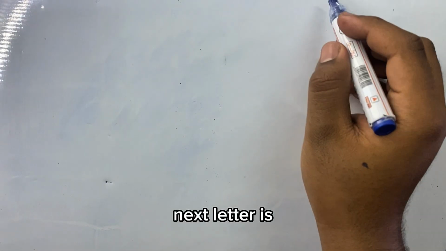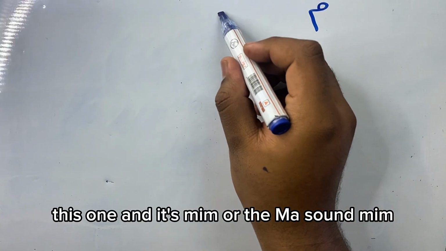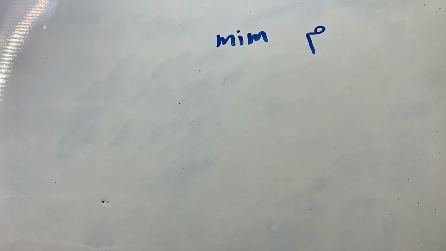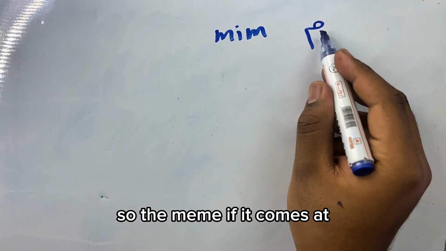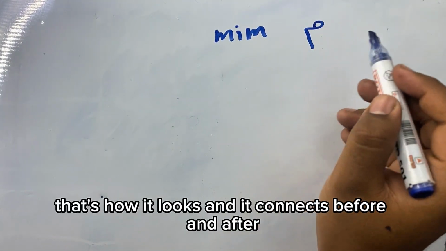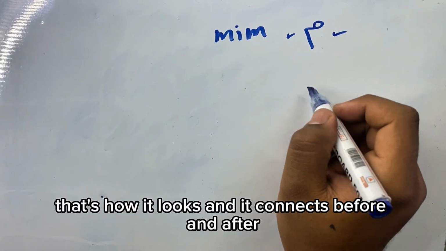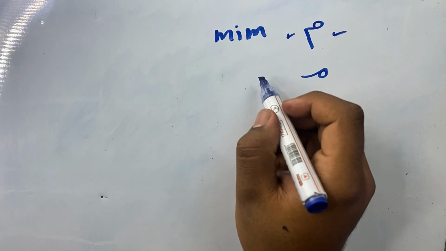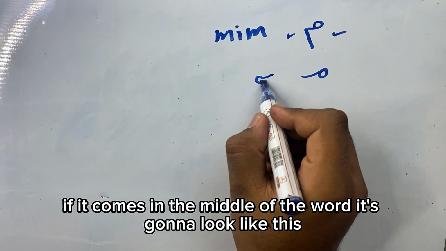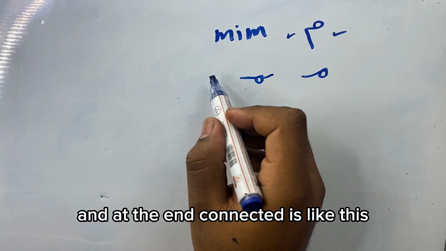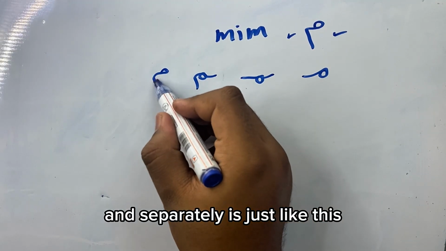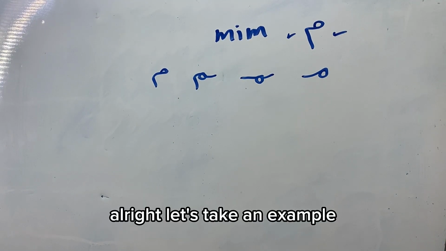Next letter is this one, and it's meem, or the m sound, meem. If it comes separately, that's how it looks, and it connects before and after. If it comes at the beginning, it will look like this. If it comes in the middle of the word, it's going to look like this. And at the end, connected it's like this, and separately it's just like this. All right, let's take an example.